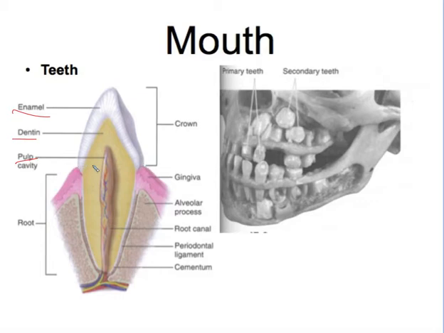Where the tooth meets the gums, we have this area called the neck, and then beneath that is all the root. And so here you can see your periodontal ligament, which is the part that connects tooth to the gum. You have your cementum, which is the glue-like stuff that holds it there, and then your root canal. So if you have to have a root canal, this is what you're having done, they're drilling into your tooth here. Okay, and so that is your tooth.